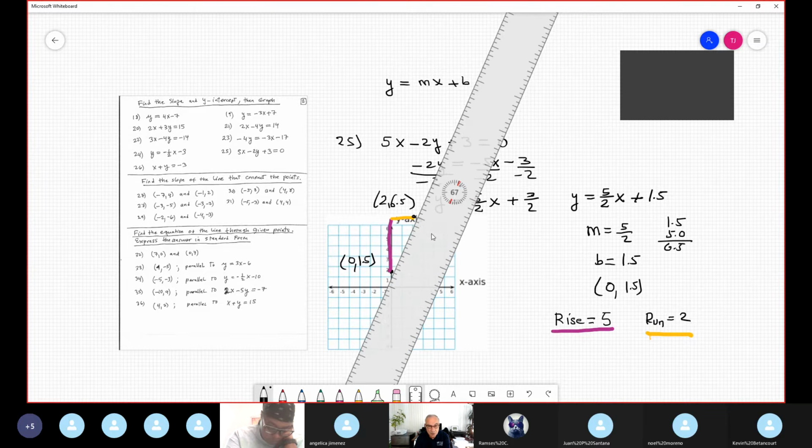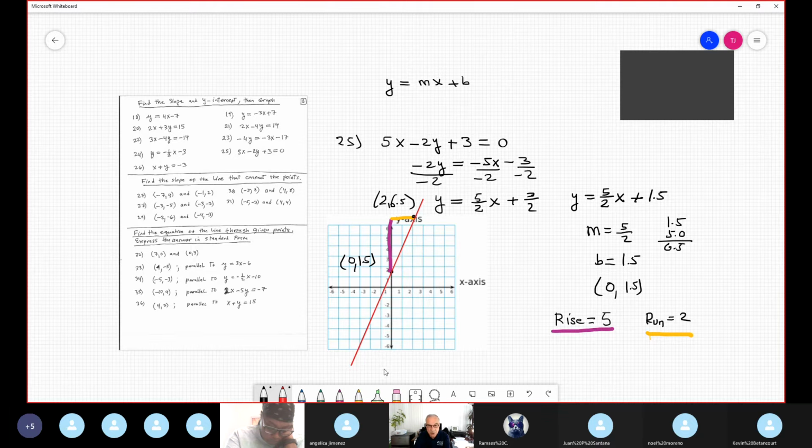Good. Okay, red color. This is my line, the graphic representation of our original equation. Okay, by the way, is this equation.